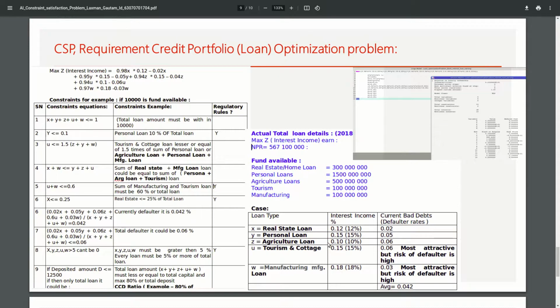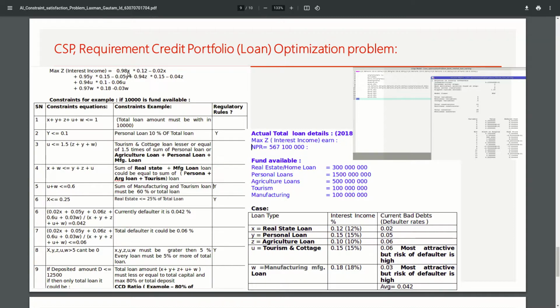The interest rate on the personal loan, tourism loan and manufacturing loan is higher, and similarly they have a higher default rate as well. So the more the risk, the more the benefit; there could be more risks as well. This is one set of examples. Now if the bank wants to maximize its interest income throughout the year, then the problem with constraints and objective function could be like this: 98% of real estate loan into 12%.